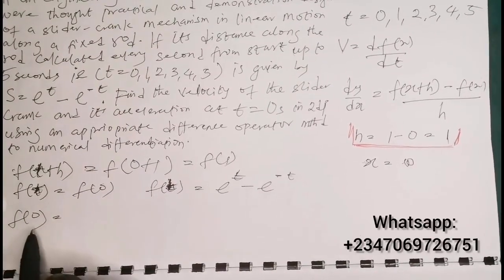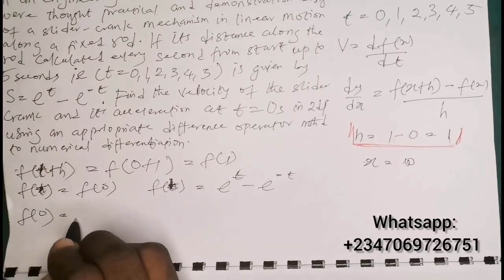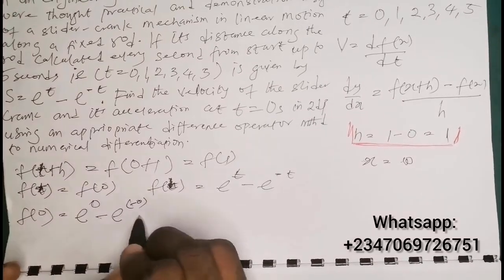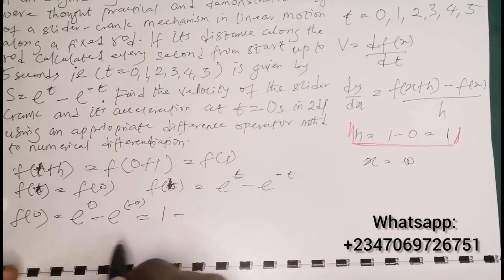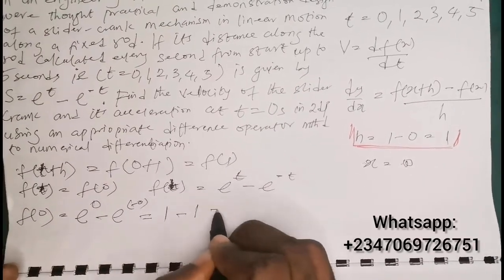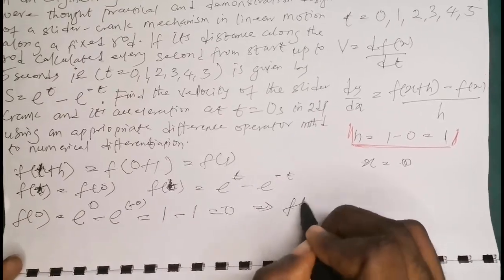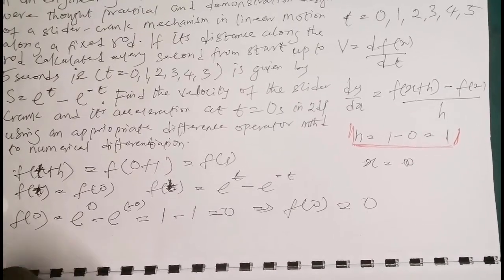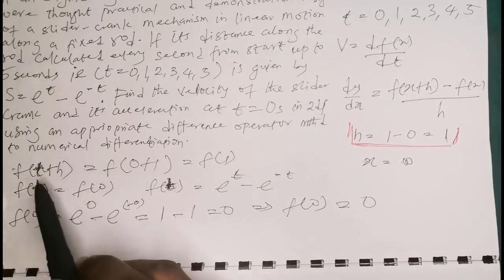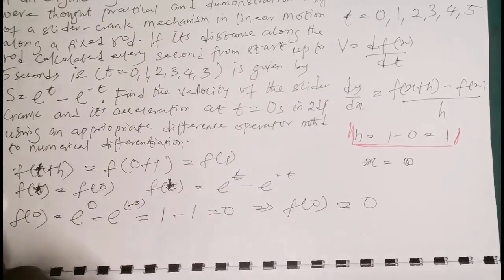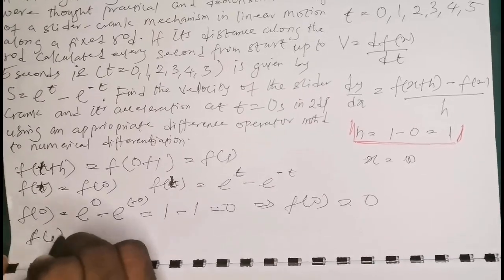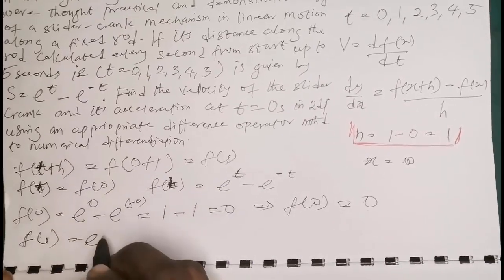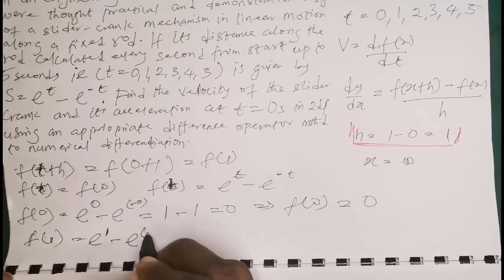So now let's find f of 0 when the time is equal to 0. This becomes exponential 0 minus exponential to the power of negative 0. Now, exponential 0 is 1 minus exponential to the power of negative 0 is also 1. This is going to be equal to 0. So this implies that f of 0 is equal to 0. Now we find f of t plus h, which simply gives us f of 1. So in place of t, putting the value as 1 second, that becomes exponential 1 minus exponential to the power of negative 1.